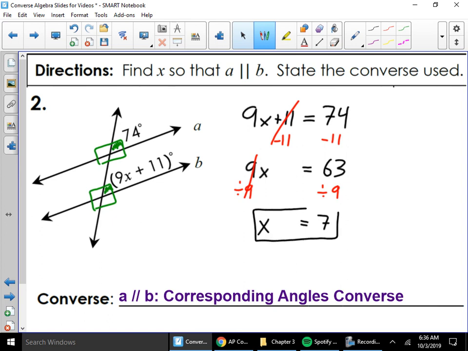So again, very similar algebra to what we've been doing for a while now. However, the reason we're setting this equation up is we want to use that corresponding angles converse. Saying that these two angle measures are equal allows us to prove that A and B are parallel.